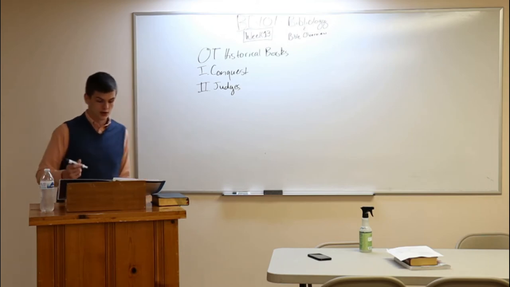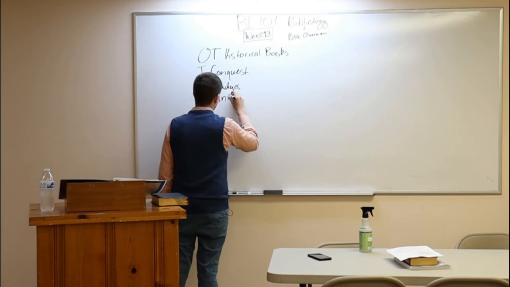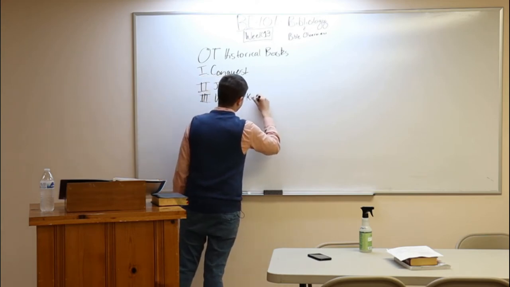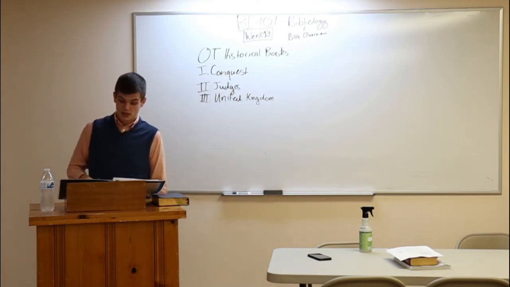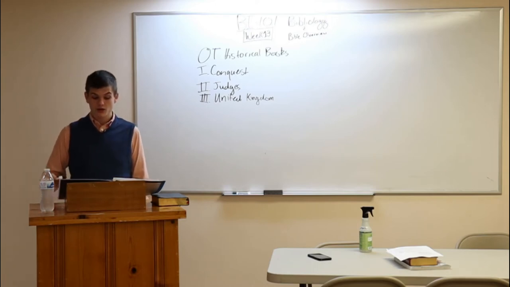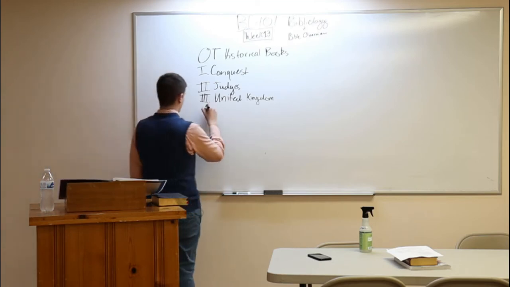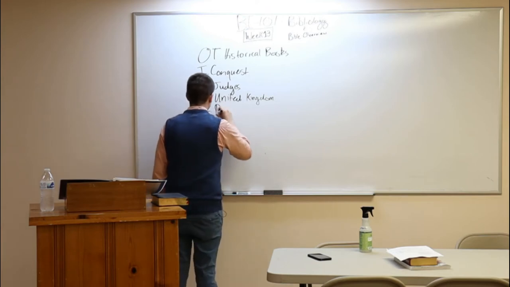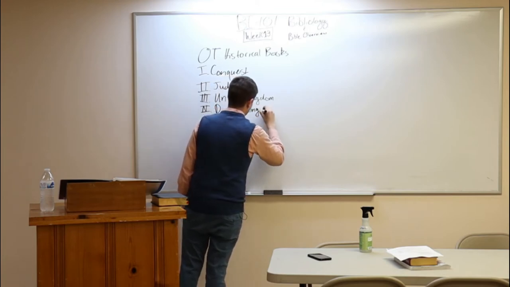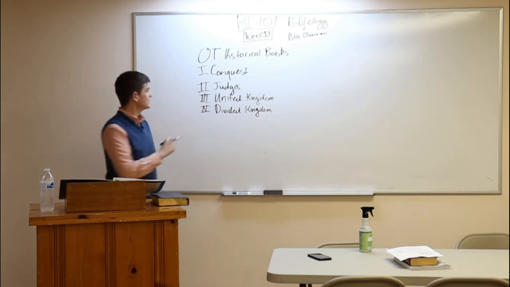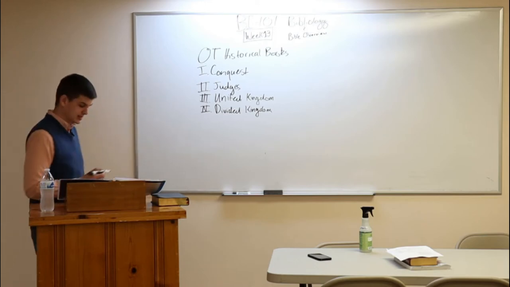Third, you have the United Kingdom, and we're not talking about an island off the coast of Europe. This period of Israel's history lasted from 1050 to 931 BC. Then you have, fourthly, the divided kingdom, and this period lasted from 931 to 586 BC.